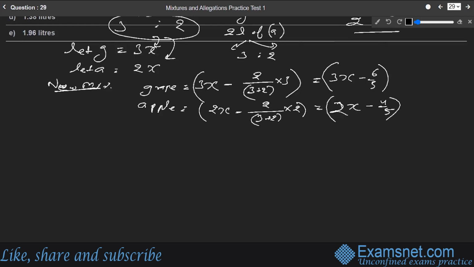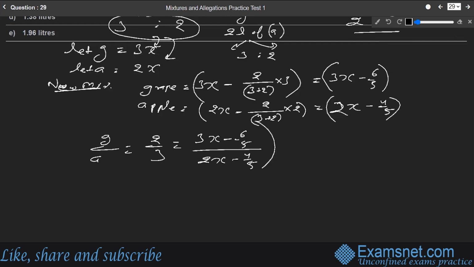So the left out part values are these. The grape part to the apple part will still remain 2 by 3 as in the original content. That means 3x minus 6 by 5 divided by 2x minus 4 by 5. So the left out part will remain as 2 by 3 only. So it will maintain the same ratio.